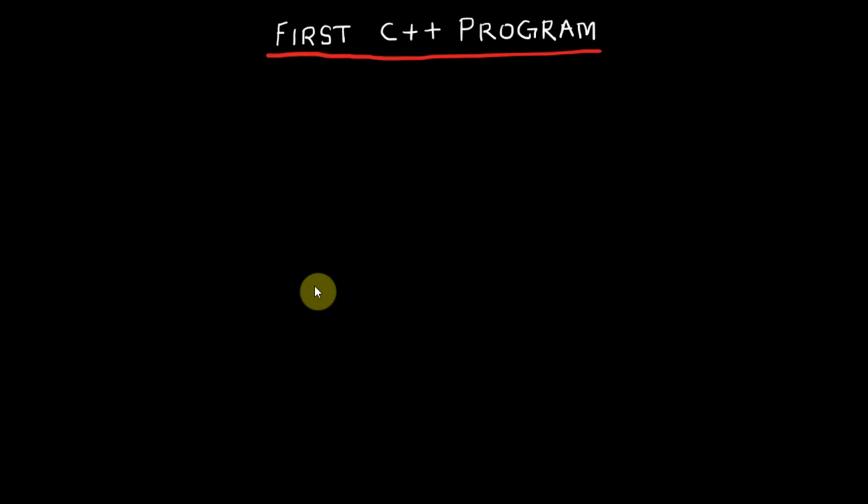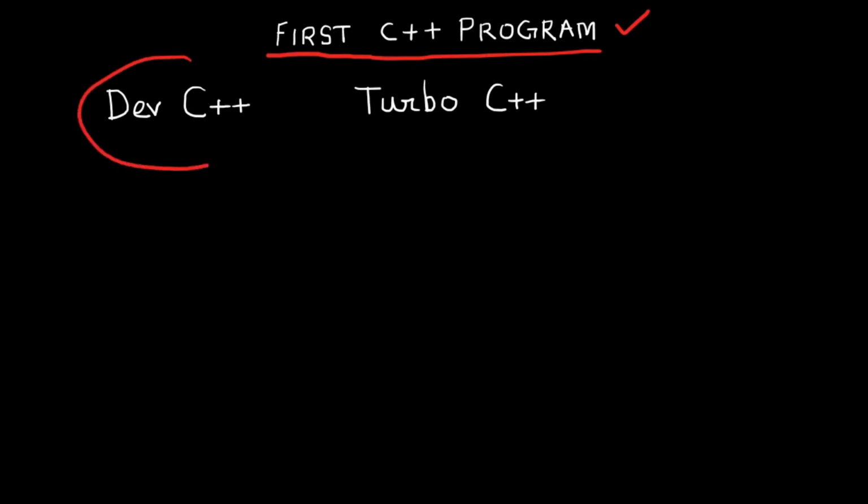In my previous videos, you learned about C++ program structure and how to install C++ compilers. I also demonstrated how to install Dev C++ and Turbo C++ compilers on a Windows 10 computer. In this video, you are going to write your first C++ program using the Dev C++ compiler. I hope you have Dev C++ installed. If not, then watch my previous video and install it. Each and every step is demonstrated that will help you install the compiler successfully.